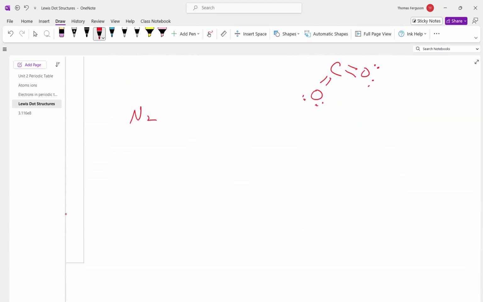Nitrogen gas. Let's look at it. Okay. Now, when you look at the dot structure for nitrogen, it looks like this. Three singletons. Notice I move the pairs to the outside for convenience. Okay, so that's step one. Step two, connect up the singletons.